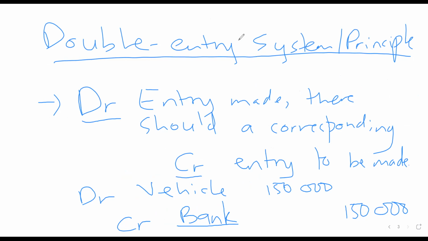Oh, sorry, leader. Yes, sir. I want to check with you. I understand that you have bought a car with 150,000. Yes. Then you will debit the vehicle 150,000, and then the bank will be credited. Correct.